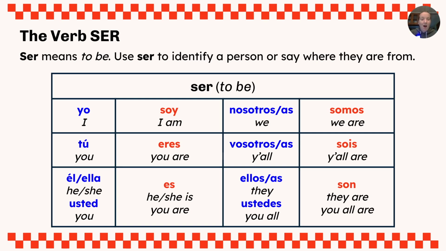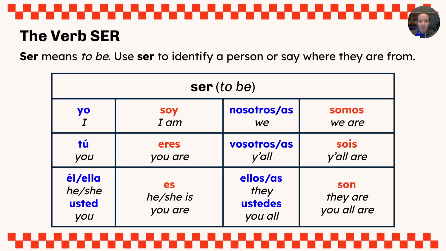Our word for I in Spanish is yo, and "I am" would be yo soy, or just soy. Our word for you is tú. To say "you are," you would say tú eres, or simply eres. For he, we have él. For she, we have ella. So to say "he is," we would say él es, or to say "she is," you would say ella es. And then another form of you in Spanish would be usted. So to say "you are," you'd say usted es.